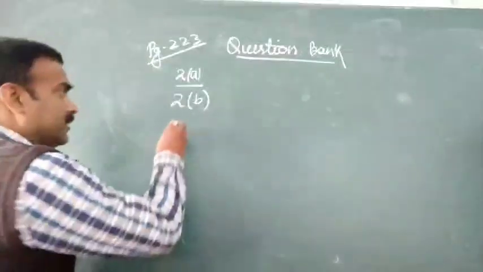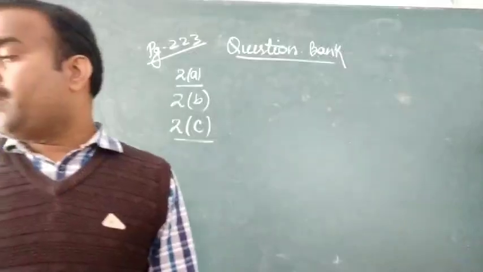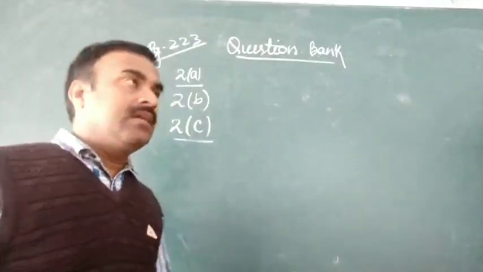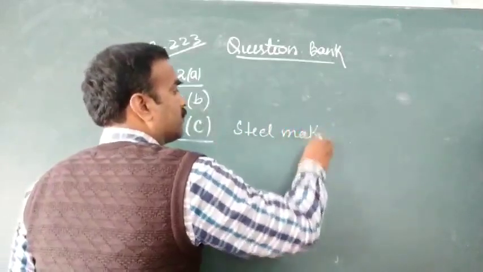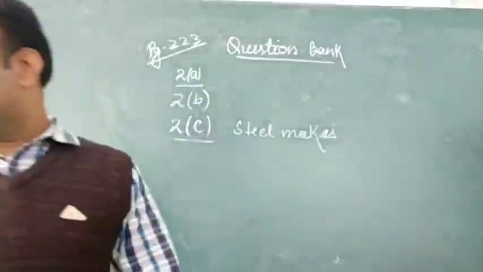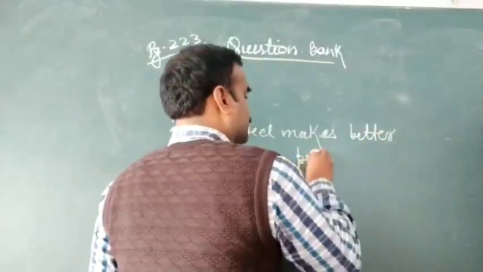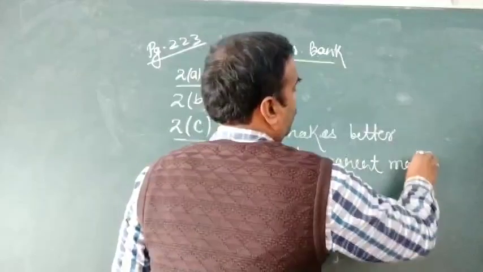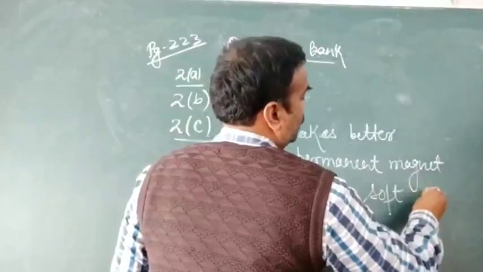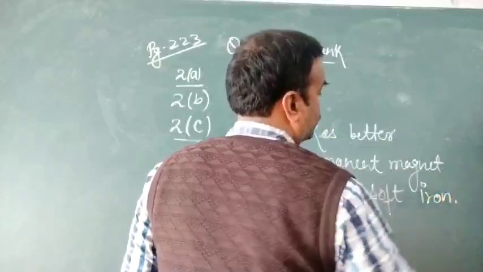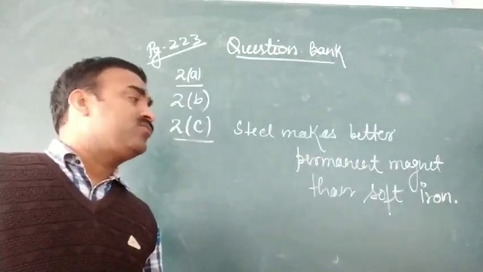Okay, now C part. What is given? Steel makes better permanent magnets than soft iron. So how does steel make a better permanent magnet than soft iron?